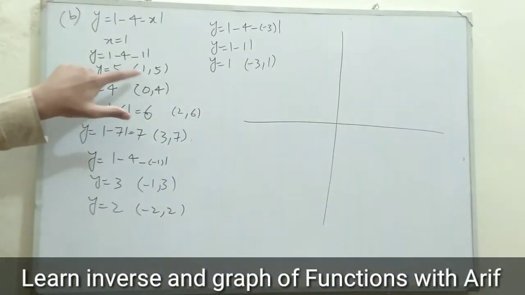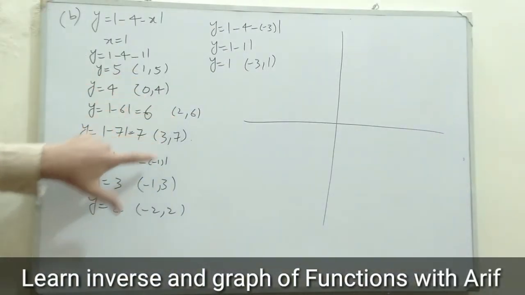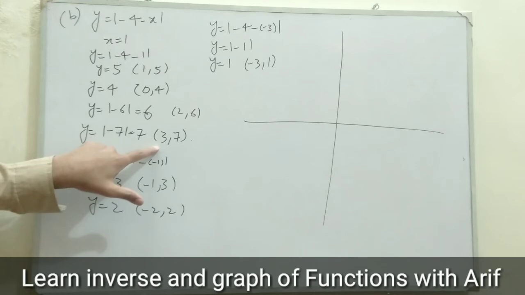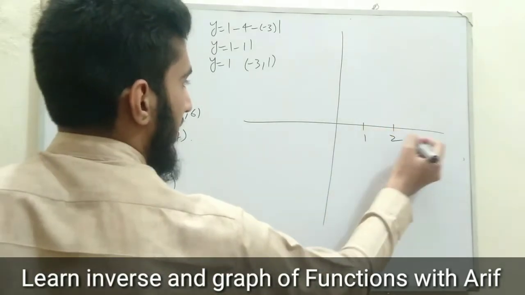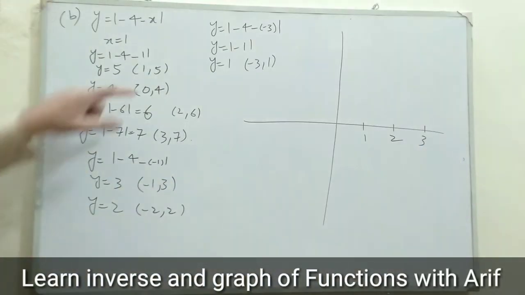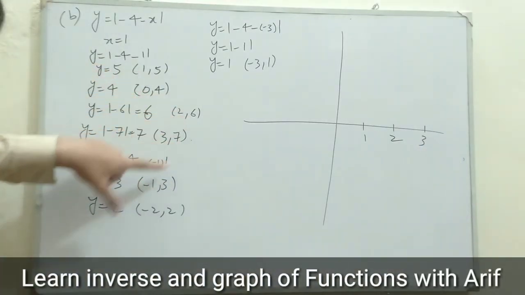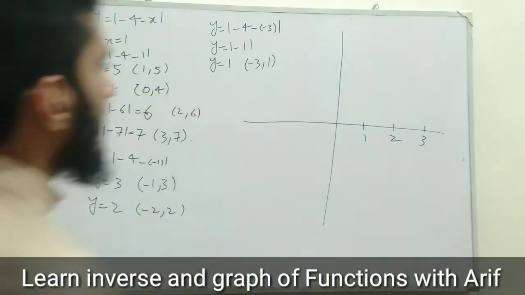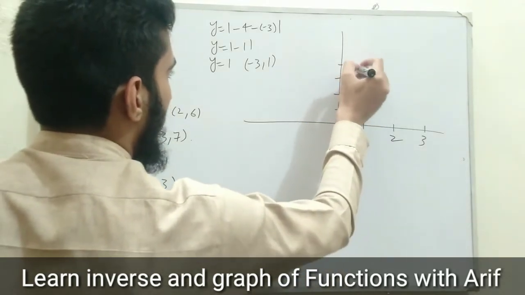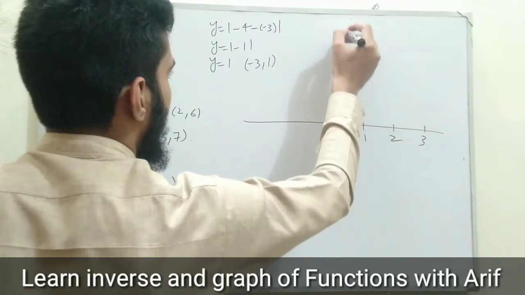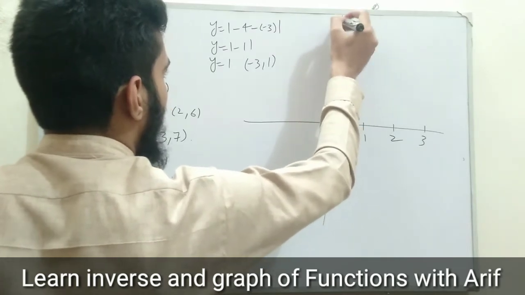So on the x-axis we have 0, 1, 2, 3, and let's suppose the greatest value on the x-axis is 3. And on the y-axis we have 5, 4, 6, 7, and 3, 2. It means that on the y-axis we will go towards 7: 1, 2, 3, 4, 5, 6, and let's suppose this is 7.